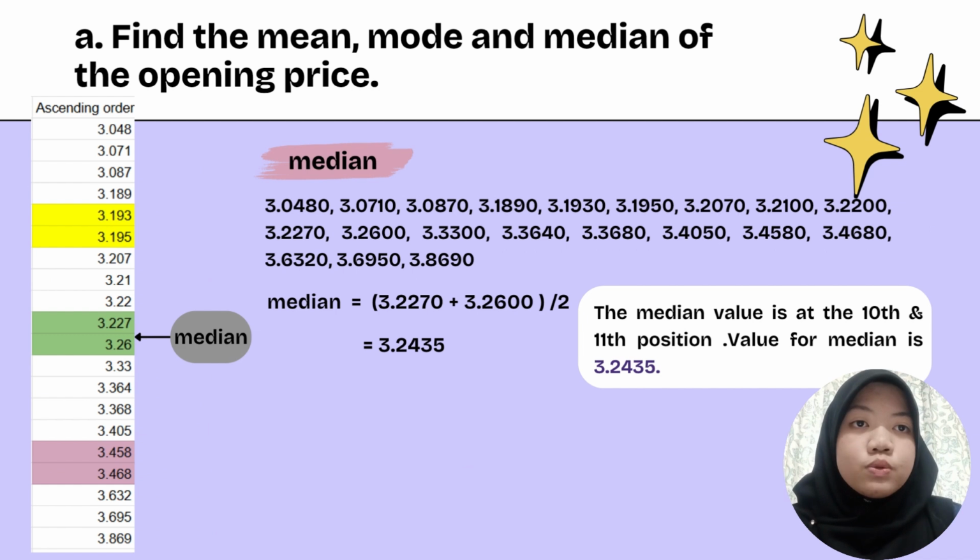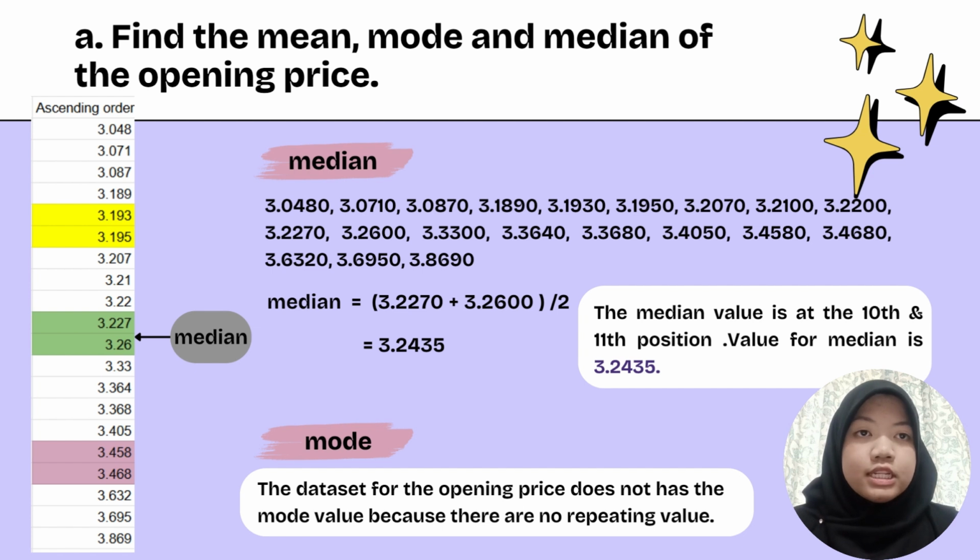For the median, first we have to arrange the numbers in ascending order, then use the formula n plus 1 over 2. So we got 10.5. So the median value is at the 10th and 11th position, where the value is 3.2435. For the mode, there is no mode in this dataset because there is no repeating value.